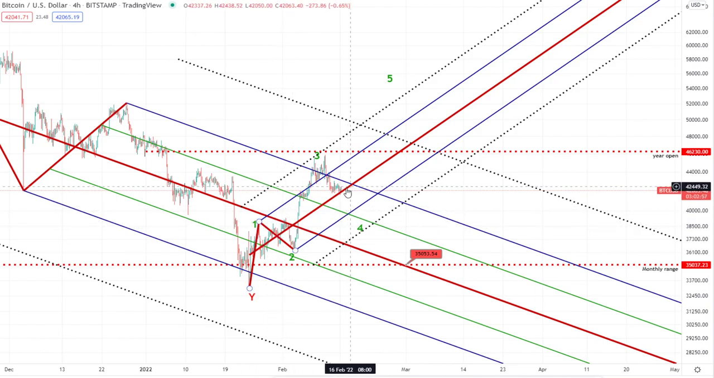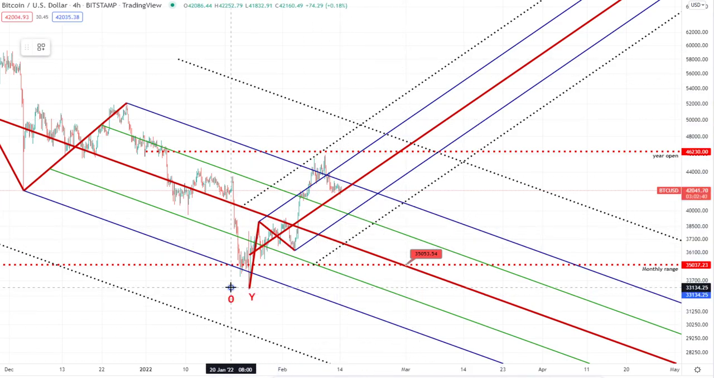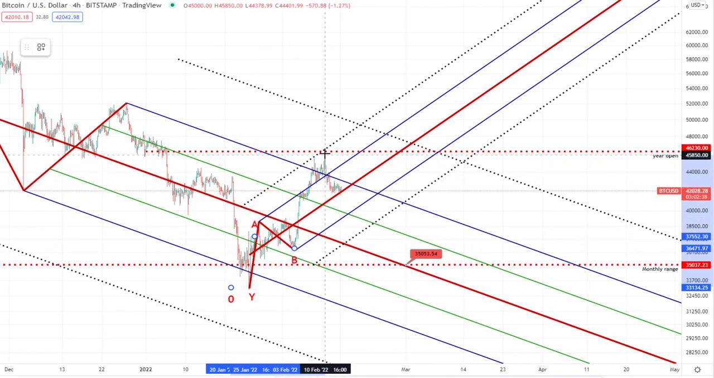In which case, I think price really does need to hold on to this point where it sits right now, around 42,000. Otherwise, I think we are confirming that we're going to break 35k and probably come down to 24k. So I would probably be labeling it in this way, A, B, C.